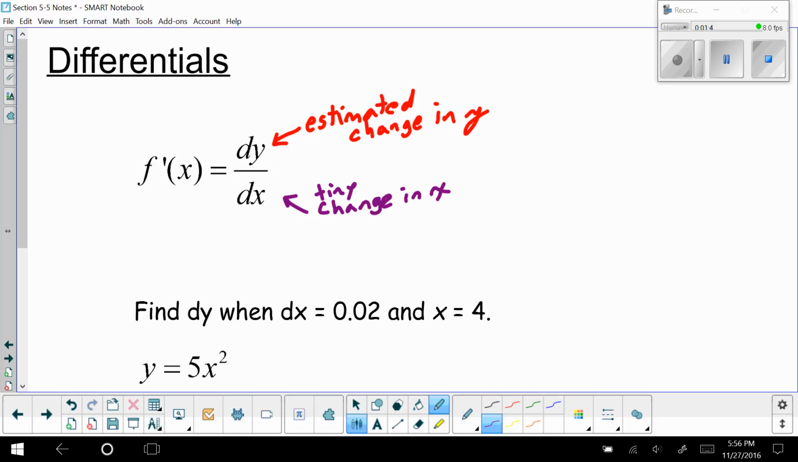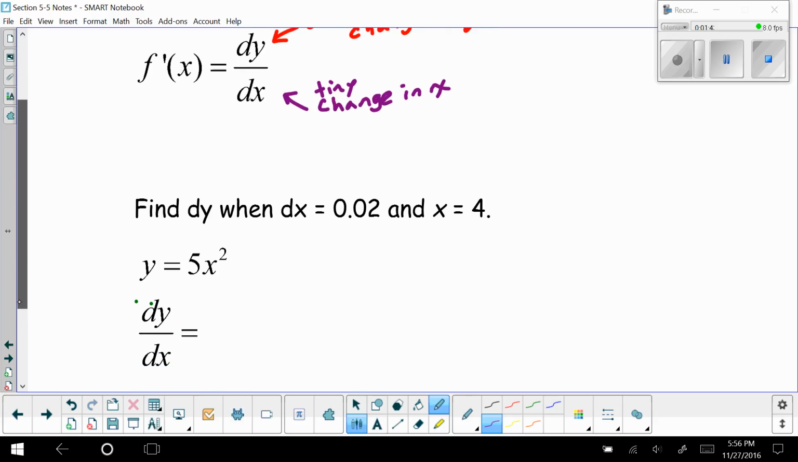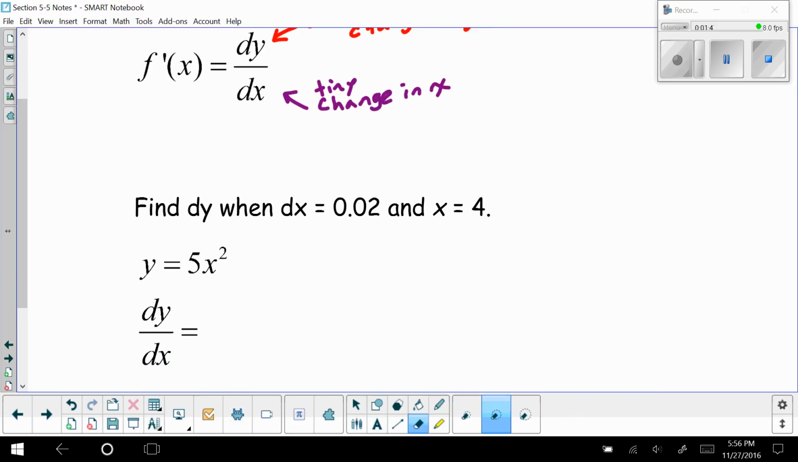So if we take, for example, the function y equals 5x squared, and I want to find dy, in other words, I want to estimate the change in y when the change in x is 0.02 and x is 4. So in other words, if I have this function 5x squared, I want to estimate about how much y changes when x goes from 4 to 4.02.